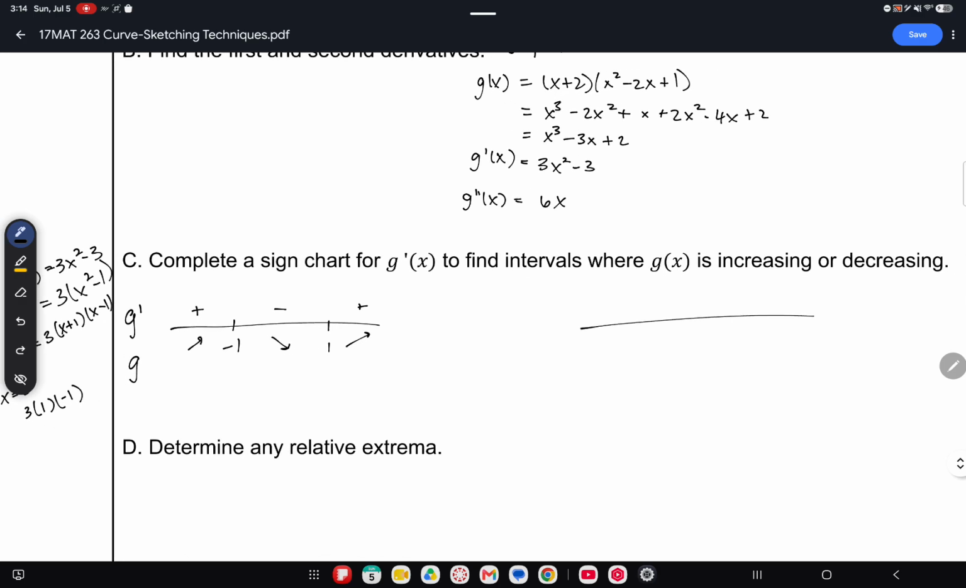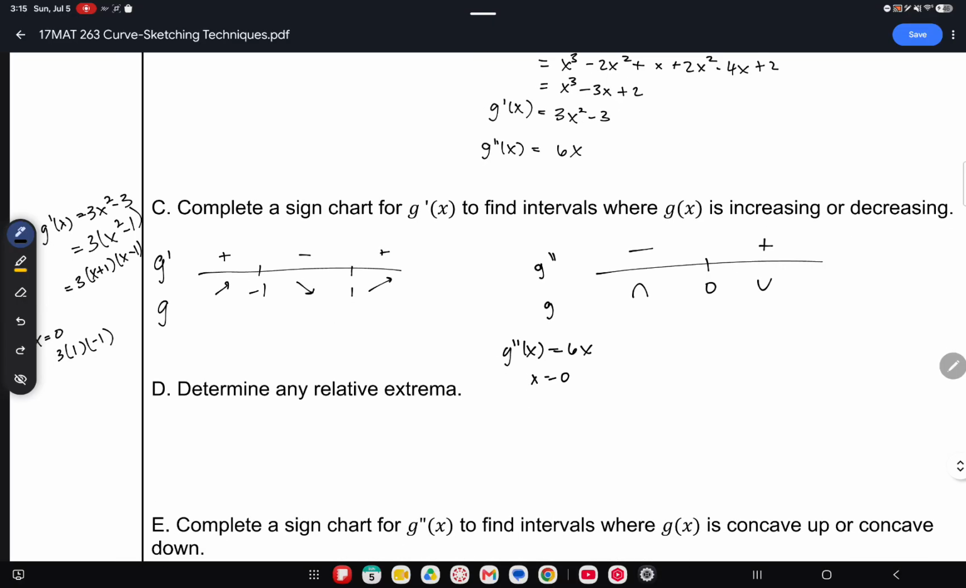Now let's do the second derivative. So that second derivative is 6x, which means that critical value is just 0. So if I plug in positive, I'll be positive over here, which means I'll be concave up on the original, and then negative over here, right? And concave down on that interval.